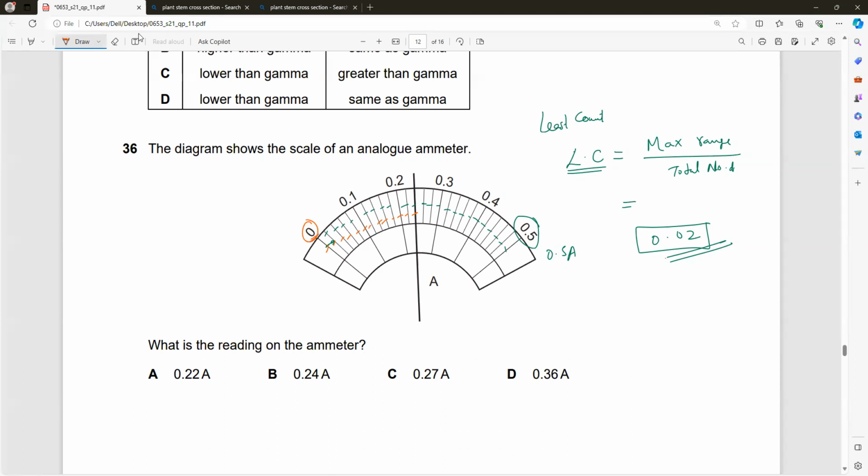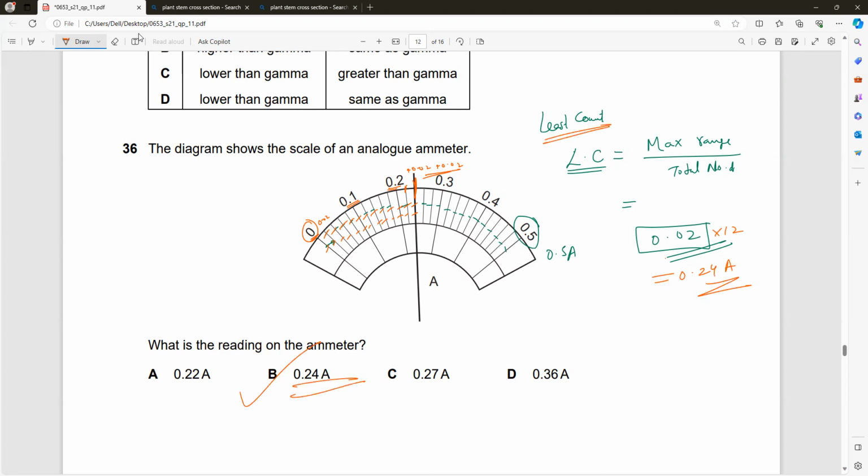First one is 0, already it is 0, so we don't need that. So 0.24. Listen everybody, 0.02 plus 0.02 plus 0.02, like that you add it. How much will it be? Or directly you can multiply. How many are there? 1, 2, 3, 4, 5, 6, 7, 8, 9, 10, 11, 12. So 0.02 into 12 equals 0.24 ampere.